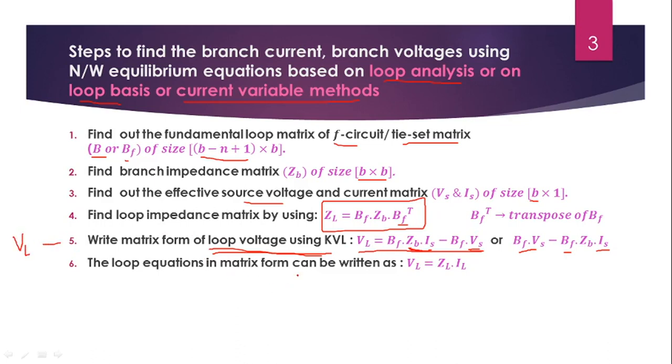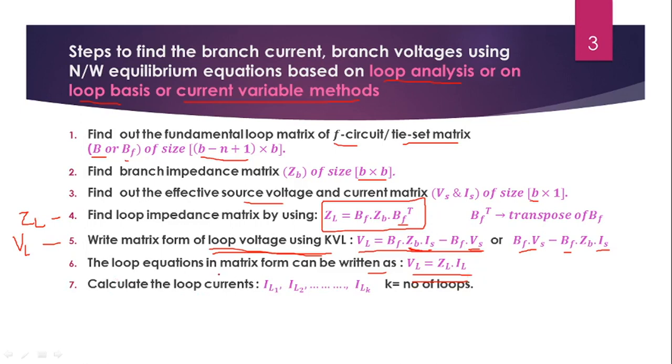So the loop equation in matrix form can be written as VL equals ZL into IL, the same equations we may find for mesh analysis. VL we got from step number 5, and ZL we can find from step number 4. So what is the unknown we have here? IL. We have to calculate the loop currents from step number 6: IL1, IL2 up to ILK, where K is nothing but the number of loops. However many loops you have, you get the same number of loop currents.